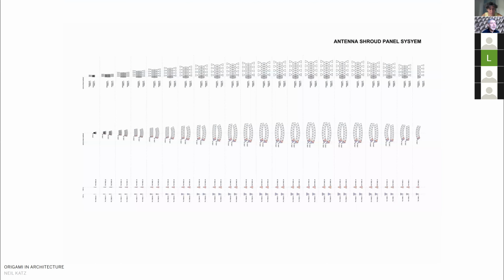And we were talking to a couple of different manufacturers as we were designing this, because we wanted to make sure that it could be fabricated and brought to the site. So we were able to unfold it in different ways depending on the requirements for each one of those fabricators.